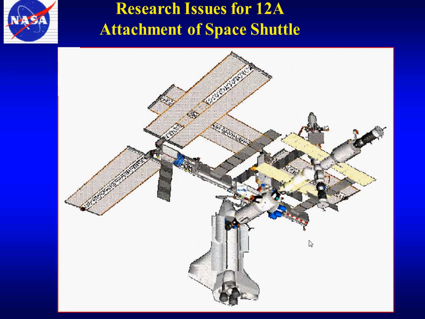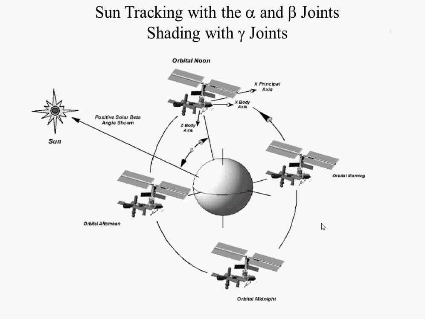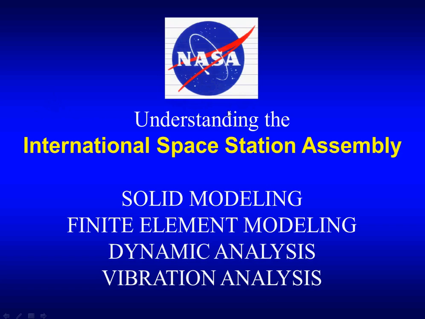Here's another view once the space shuttle is connected to mission 12A. This was the original parts that I showed you earlier, but this is connected to dock to the station. What the space station does is it tracks the sun as it goes around the Earth, to the point that there will be maximum utilization of the sun's energy to produce electricity inside the station. And not only that, the air conditioning and all that stuff.